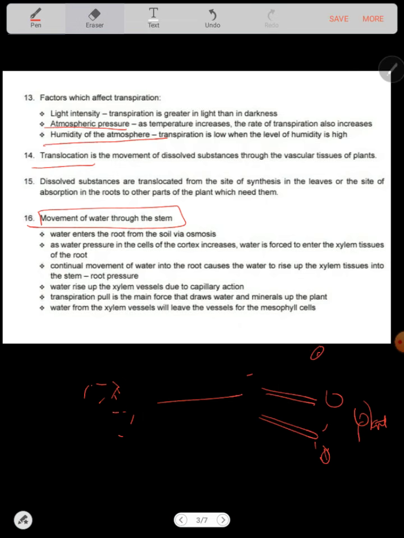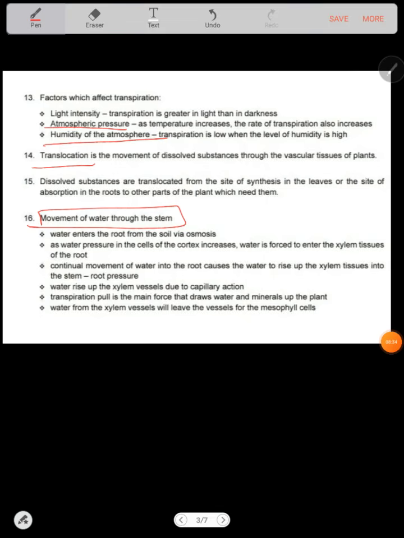Now you need to know that water is a special type of solvent. It's a universal solvent. Once you start hearing about water, start thinking of osmosis. Osmosis is just a special type of diffusion. They call it special because it only deals with one molecule, and that's water. As water pressure in the cell of the cortex increases, what happens? Water is forced to enter the xylem tissue.